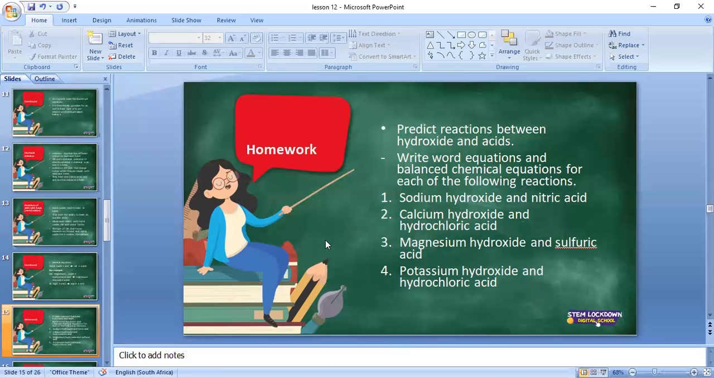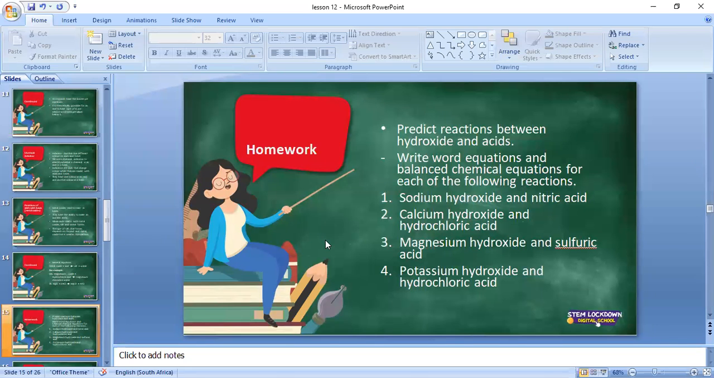So you need to actually know what type of salt we are going to get. And thereafter, you balance the equation, grade nine. Please do not embarrass me when you go back to your schools and you don't know how to balance an equation, but you were taught by Mr. Mbata.